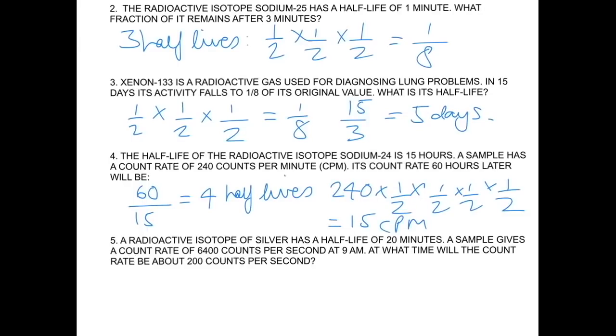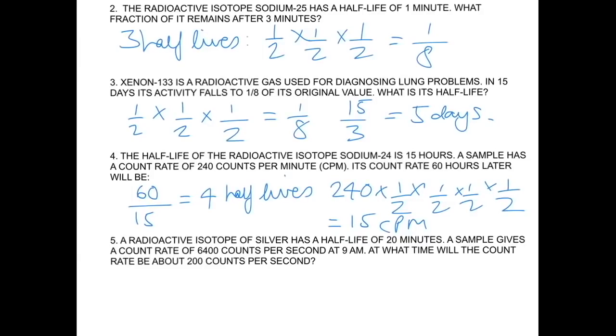Question 5. A radioactive isotope of silver has a half-life of 20 minutes. A sample gives a rate of 6,400 counts per second at 9 o'clock. At what time will the count rate be about 200 counts per second? Okay, this sounds hard, but again, just use trial and error to work out how many half-lives have occurred.